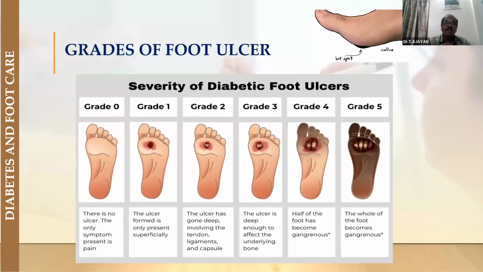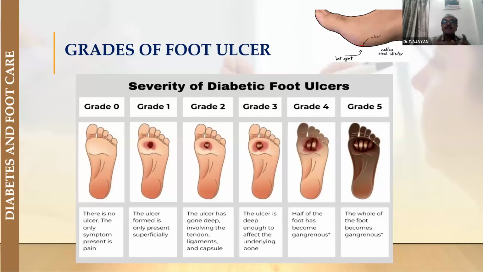In grade 4, half of the foot has become gangrenous, ischemia followed by gangrene. The gangrenous changes begin to start in grade 4. But the total gangrene is formed, the cell death is there, with putrefaction. The whole foot becomes gangrenous in grade 4, plus certain areas show putrefaction. These are the grades of the diabetic foot ulcer.